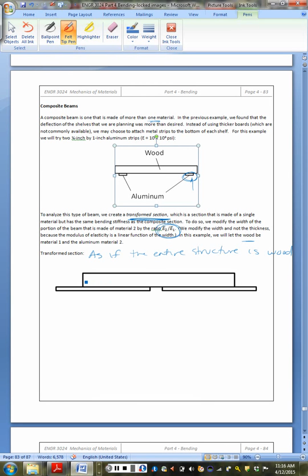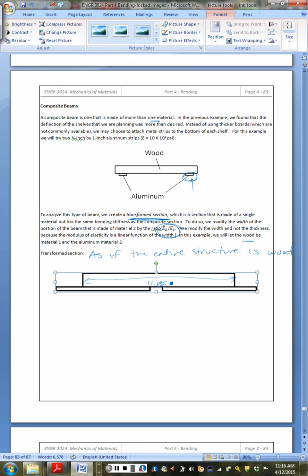So our section 1 is our original beam, that's 11 1/4, and our ratio of moduli, again, if wood is material 1, and we know that our support slats are material 2, this is the ratio of aluminum to wood, so that's 10 million over 1.5 million. So our ratio is 6 2/3.